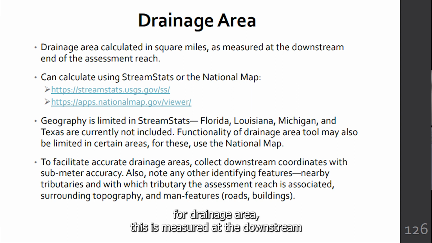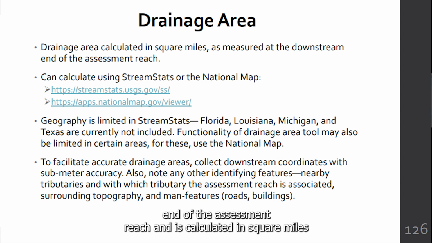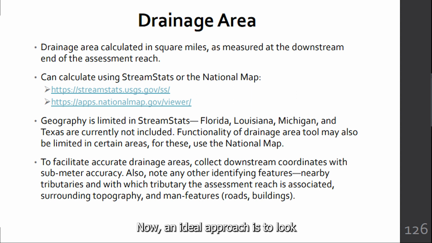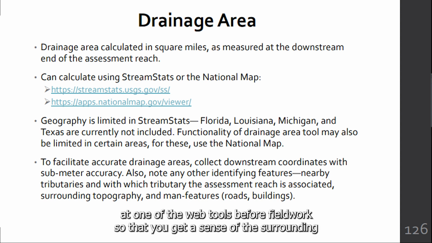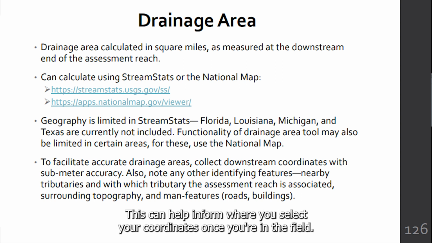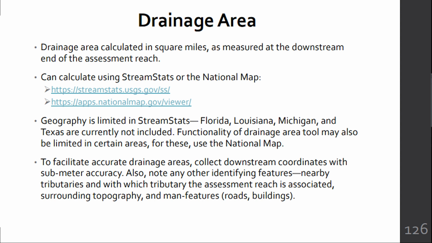Okay, so for drainage area, this is measured at the downstream end of the assessment reach, and is calculated in square miles using one of the web tools, StreamStats or the National Map Viewer. An ideal approach is to look at one of the web tools before field work so that you get a sense of the surrounding physical features and the direction that the stream is flowing in. This can help inform where you select your coordinates once you're in the field. But it's important to do this after field work to help ensure the accuracy of your points.